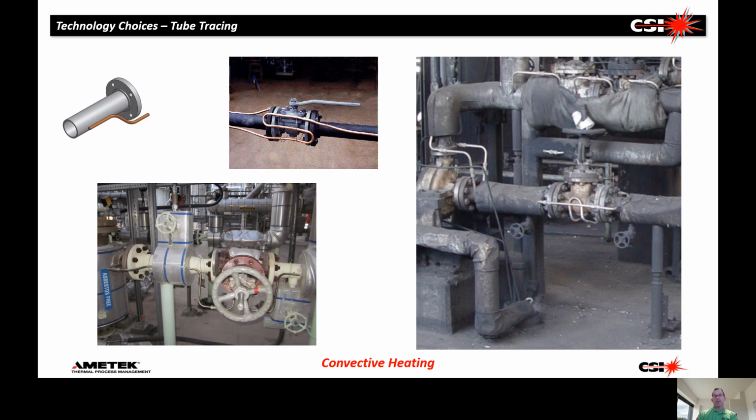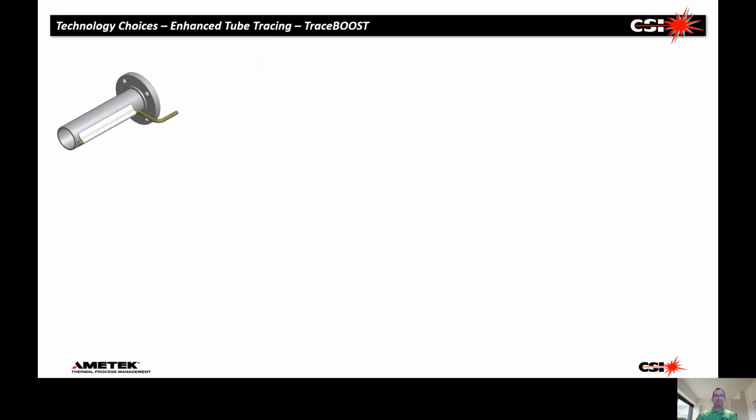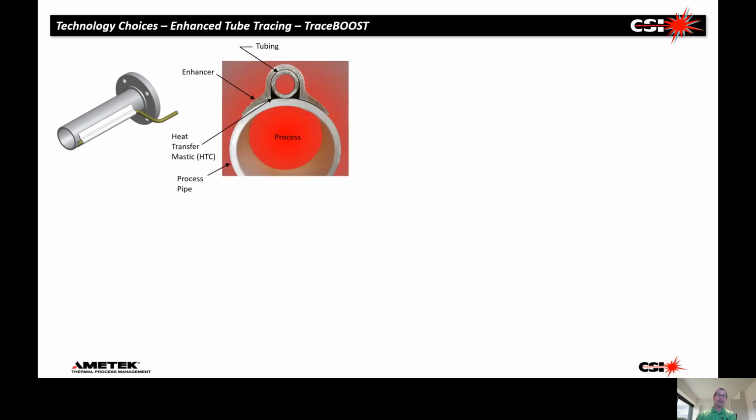So what this system is doing is it's heating the air that's between the insulation and the pipe that's around that tube tracing. And so therefore it's convective heating. When you start graduating into enhanced heating systems, enhanced tube tracing is essentially taking that bare tracer and putting a cap over the top of it, which increases its heat input.